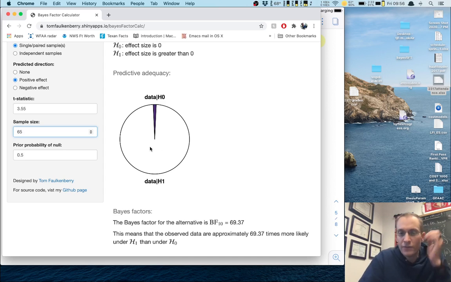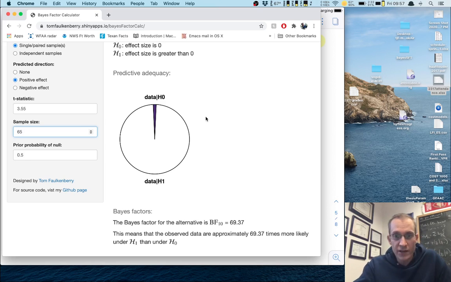And you can see this is exactly what that would look like. If your data are almost 70 times more likely under H1, the vast majority of this pie here, or pizza, as my friend E.J. Wagenmakers likes to call this pizza plot, is going to reflect the alternative with only a very small slice reflecting any sort of support for the null.